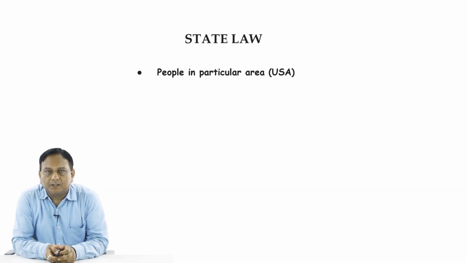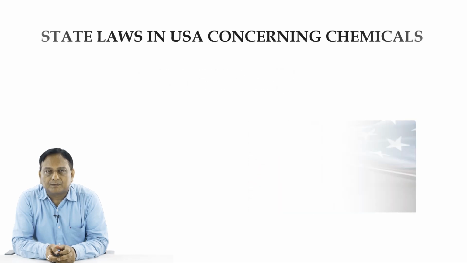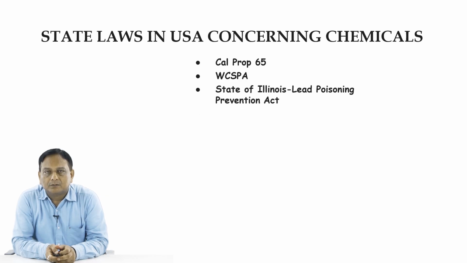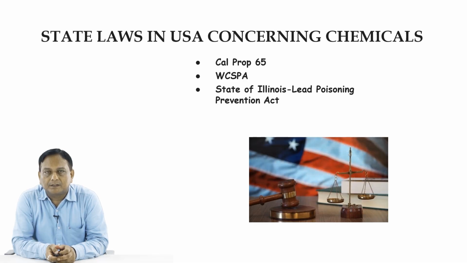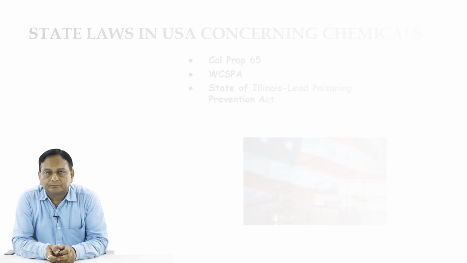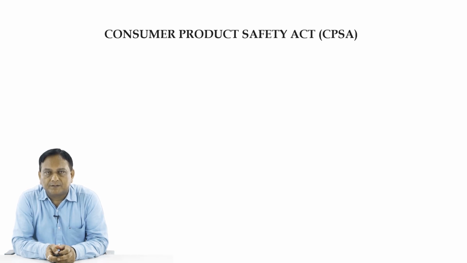Now state law, if you see, applies to people in a particular area of the states in the US. These state regulations are there, and different bills are passed on these regulations. So when you talk about state laws, Cal Prop 65, that is the California Proposition 65, comes, then WCSPA comes, and the State of Illinois Lead Poisoning Prevention Act also comes under this category of state laws. Now what are the different laws associated with that, we will see now.